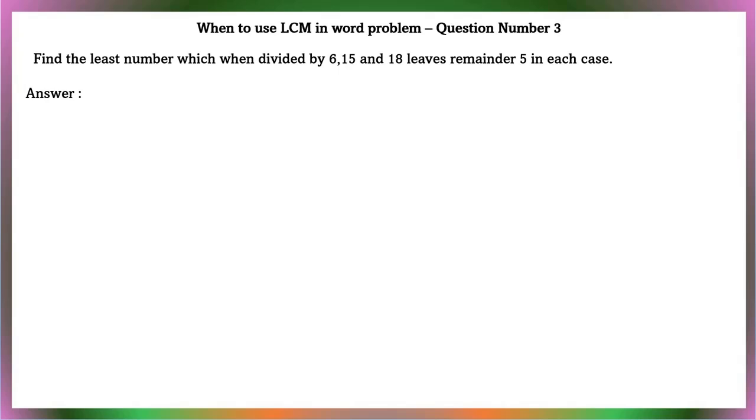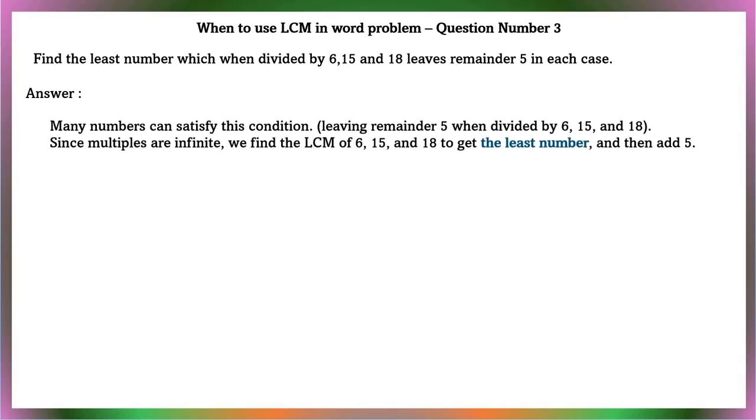When to use LCM in word problems? Question 3. Find the least number which when divided by 6, 15 and 18 leaves remainder 5 in each case. Many numbers can satisfy this condition, leaving remainder 5 when divided by 6, 15 and 18. Since multiples are infinite, we find the LCM of 6, 15 and 18 to get the least number and then add 5.